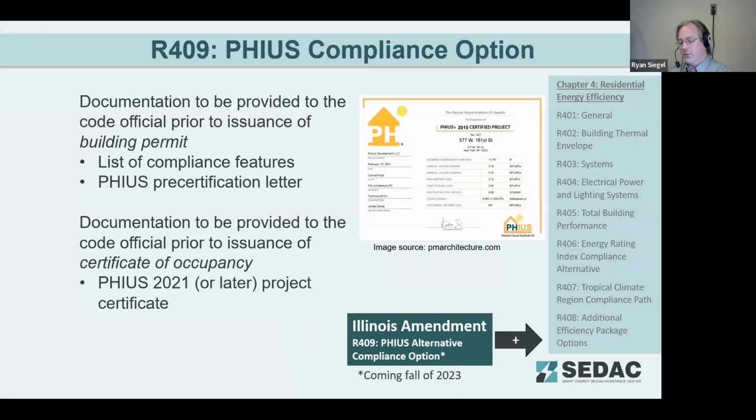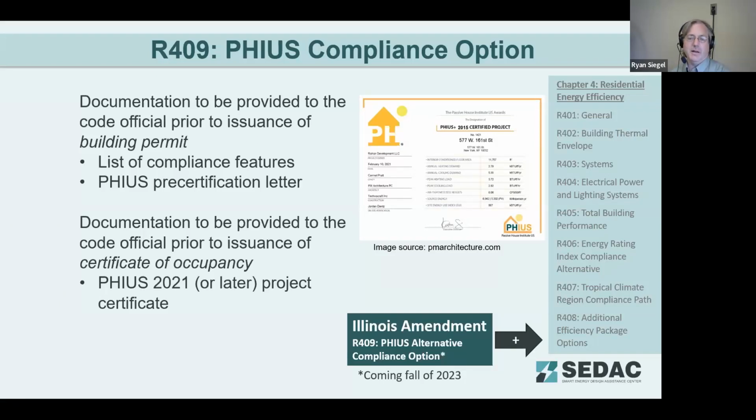Something that will be new for Illinois, as Robert mentioned, hopefully coming shortly, if all goes well it'll be available beginning October 1st, is for those doing residential buildings who may wish to use the Passive House standard. There is now a new PHIUS compliance option. All the compliance is part of your initial permitting submittal. Not only would you provide your construction documents, but you would also provide a list of compliance features and the pre-certification letter for PHIUS. And then for the finals, you're just providing your PHIUS 2021 or later project certificate.